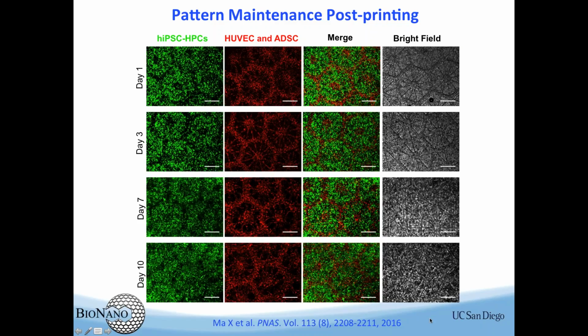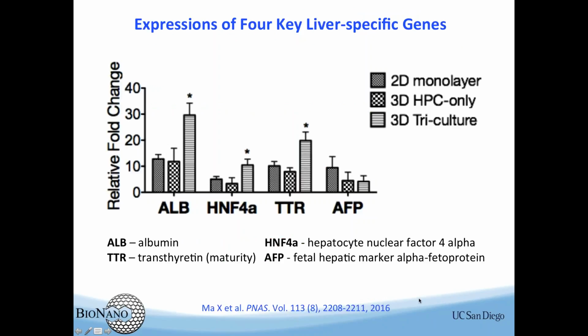It's very important for us to study whether these are liver or not, right? So we do gene expression studies here, looking specifically at 4 key liver genes: albumin, TTR, and HNF4 alpha. You can see, this is our model by 3D printing. We call it a 3D triculture model because it has liver cells, it has adipose-derived stem cells, and it also has HUVEC cells. So we call it a triculture model.